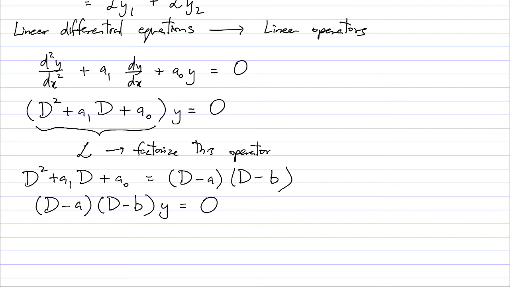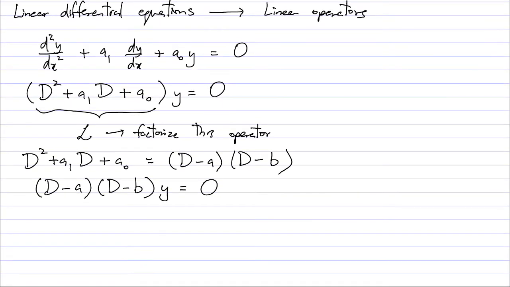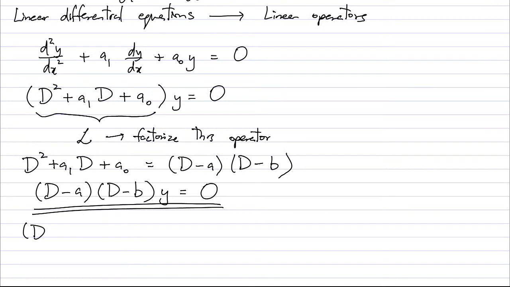Okay, remember, a and b are found by treating your L as an algebraic expression, and a and b are simply the roots of your quadratic expression. Now this is true, so you want this equation to hold true. This is certainly going to be true if (D minus b) y is equal to 0. Notice what I've done. I've reduced my second order linear equation, via factorization of my linear operator, to effectively a first order linear differential equation. Okay, two first order linear differential equations.